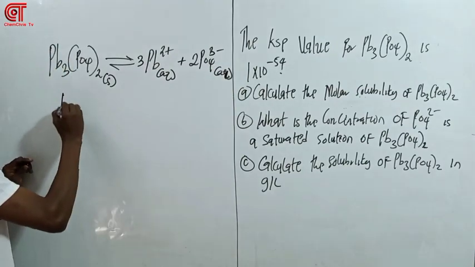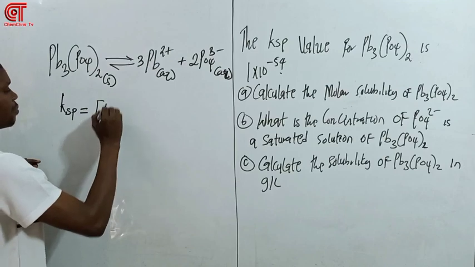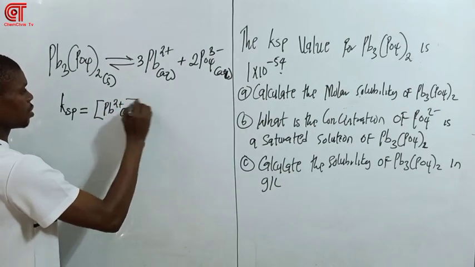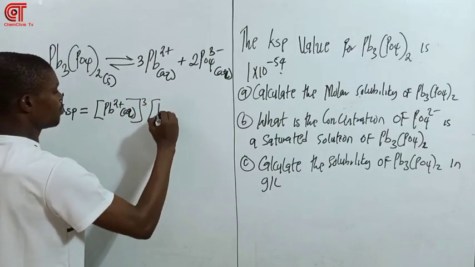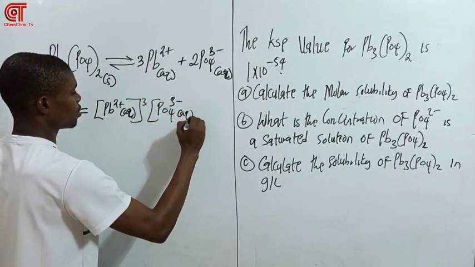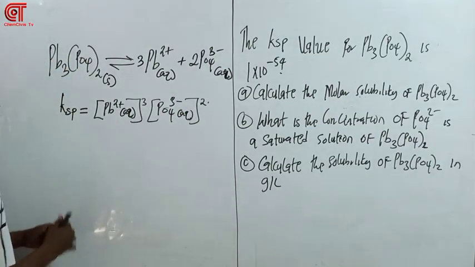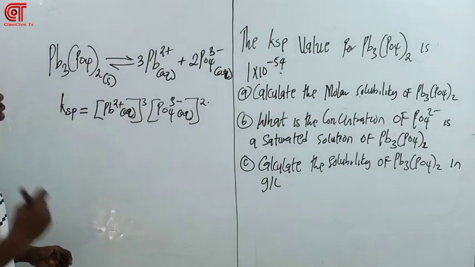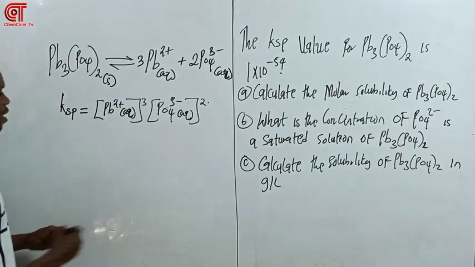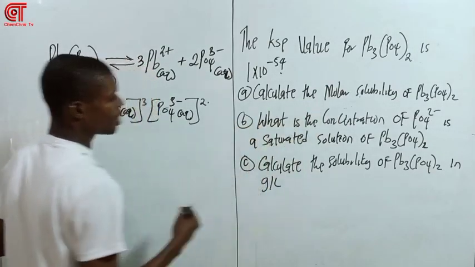So here we have Ksp equal to [Pb2+] aqueous, to the power 3, times [PO4 3-] aqueous, to the power 2. So this was the Ksp expression. Now, the question did not give us the molar solubility of the salt. They only gave us the Ksp value. Do you get that? So what do we have to do to find the molar solubility?